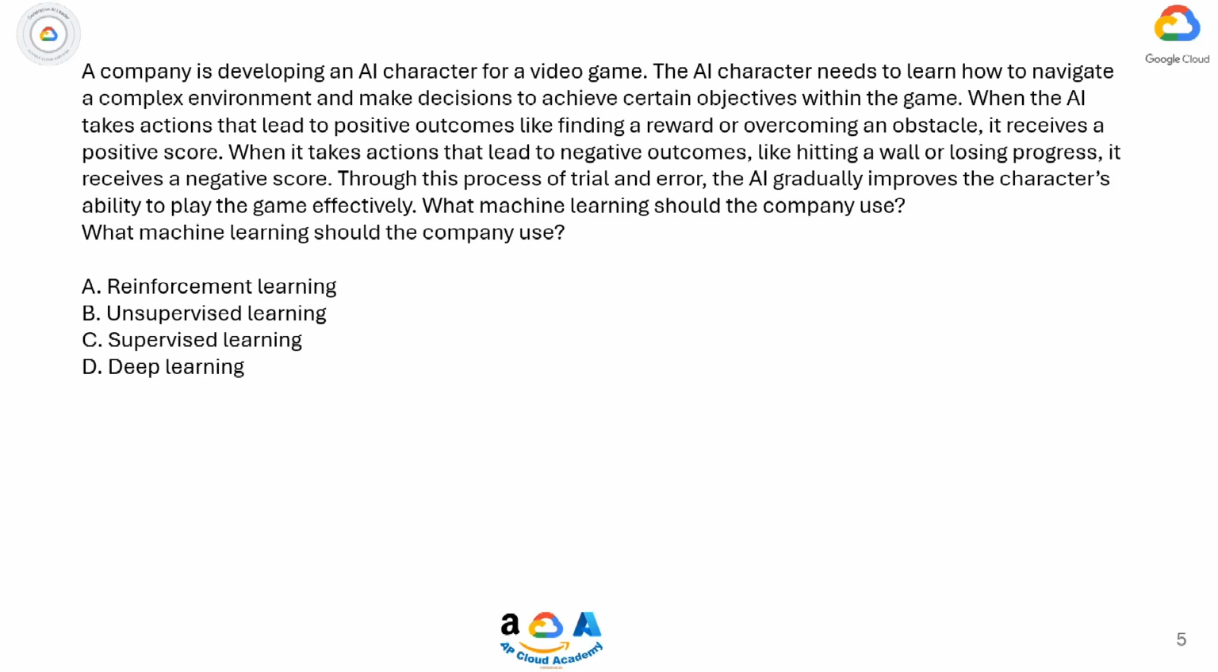A company is developing an AI character for a video game. The AI character needs to learn how to navigate a complex environment and make decisions to achieve certain objectives within the game. When the AI takes actions that lead to positive outcomes, like finding a reward or overcoming an obstacle, it receives a positive score. When it takes actions that lead to negative outcomes, like hitting a wall or losing progress, it receives a negative score. Through this process of trial and error, the AI gradually improves the character's ability to play the game effectively.